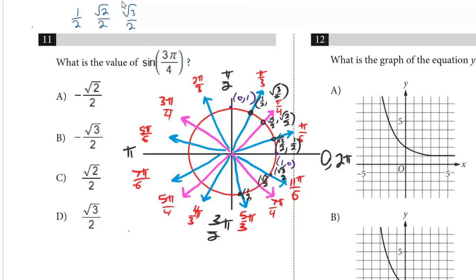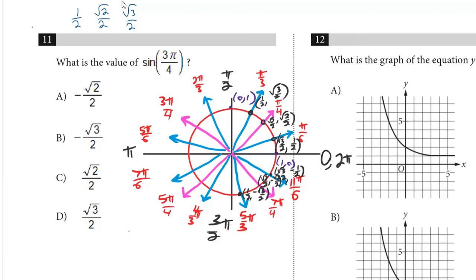The y's are all negative here, and they start high and go low. So negative 1 over 2, negative root 2 over 2, negative root 3 over 2. And so we've got all our values. A little tight on that drawing there.